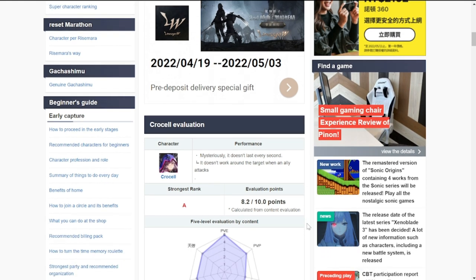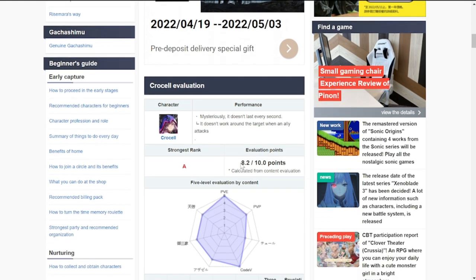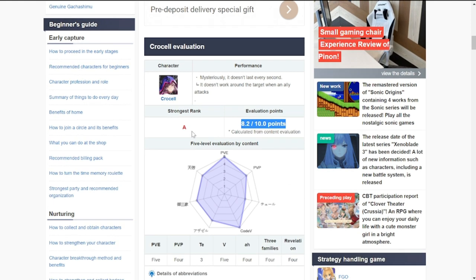So the evaluation for Crocell is an 8 out of 10, so we're trying to determine whether she's worth pulling, because Tenma already has a DPS queen in terms of a militarist, which is Zarola. So let's determine whether you still need Crocell if you already have Zarola in your roster. She is going to be rated a tier A.